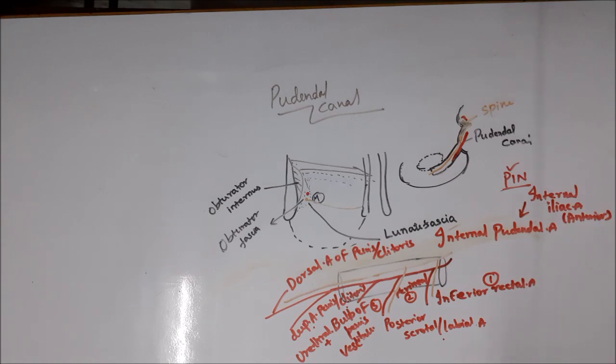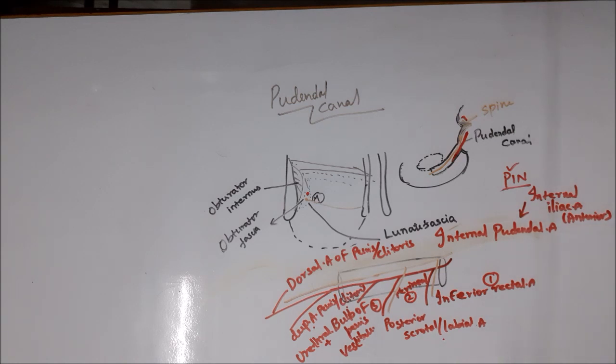Pudendal canal is nothing but a space between the fascia, the obturator fascia. Either the obturator fascia is splitting, or it's a space between the lunate fascia and the obturator fascia. It's extending from the lesser sciatic notch going forwards, and its anterior limit is the posterior margin of the deep perineal pouch. Then what are the contents in that? Internal pudendal artery and vein and pudendal nerve.